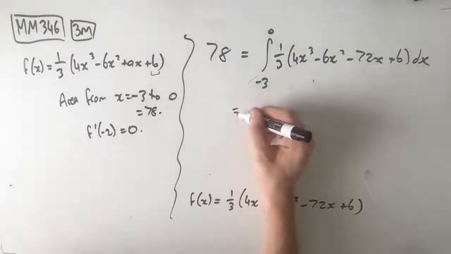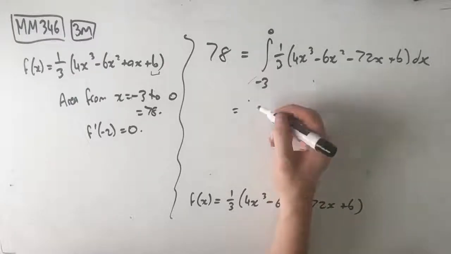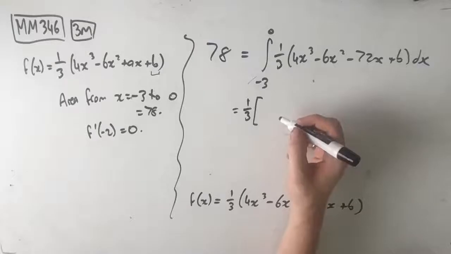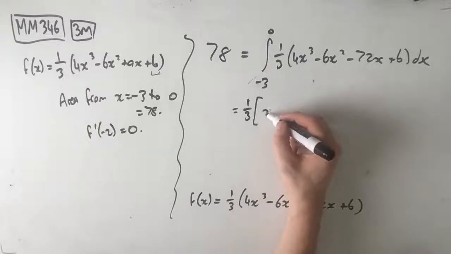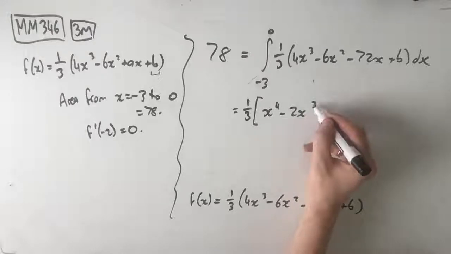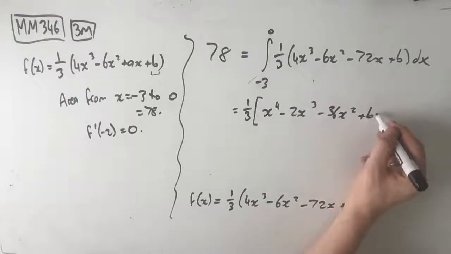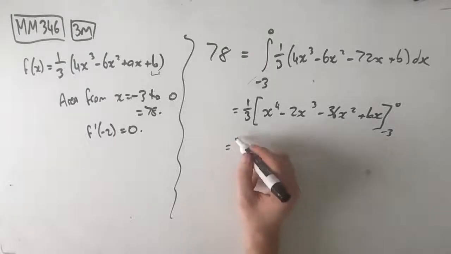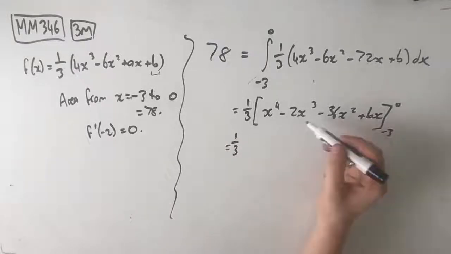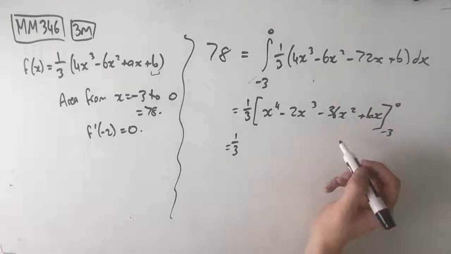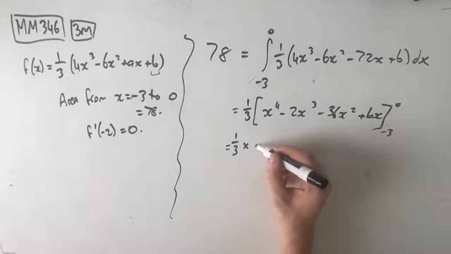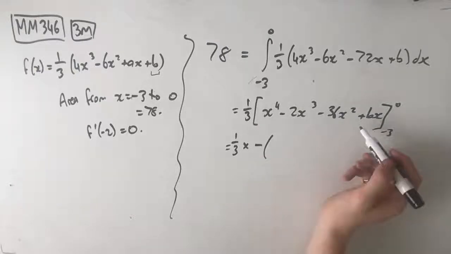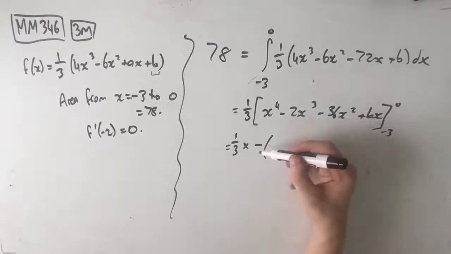So now we can actually just evaluate this as normal. I'm going to take this 1/3 out as a common factor, so that's just a constant there. So 1/3 integral of 4x cubed is x to the 4 minus 2x cubed, take 36x squared plus bx from -3 to 0. Now, if we plug in 0 to all of these, we'll get just 0. So what we're actually going to do is we're going to times this by negative and then sub in the -3, right? Because normally we would do zeros and then minus all of this. So this is our minus for that.